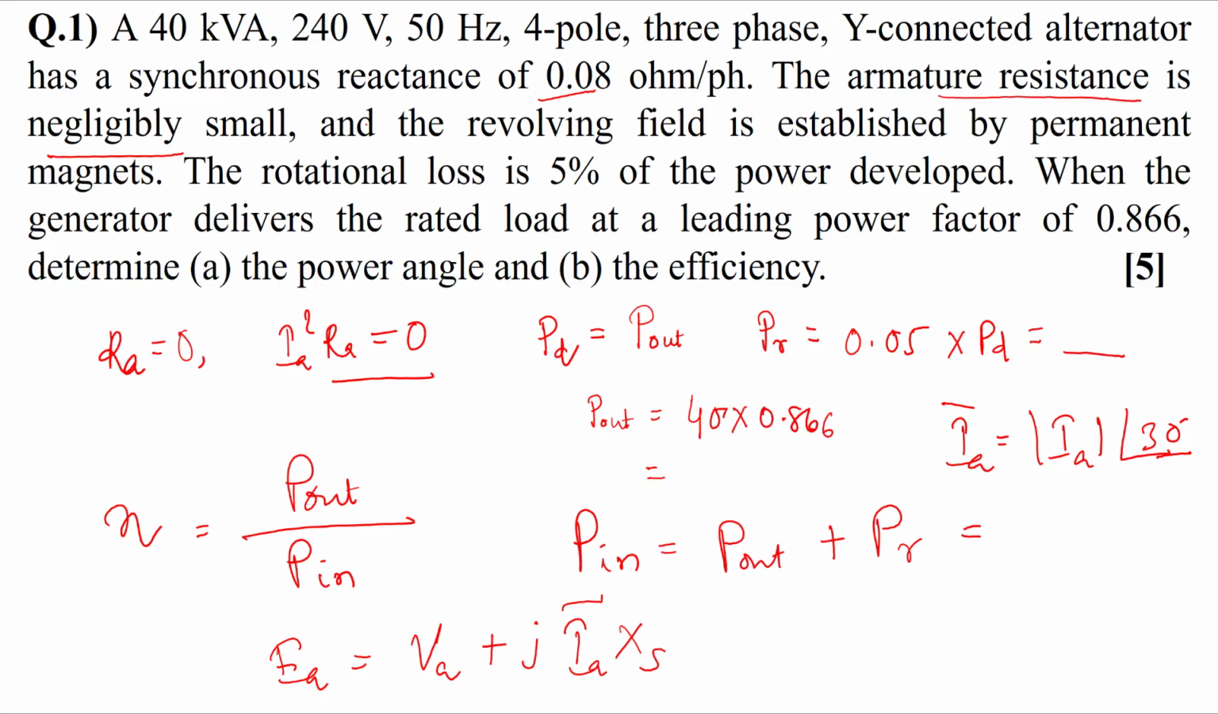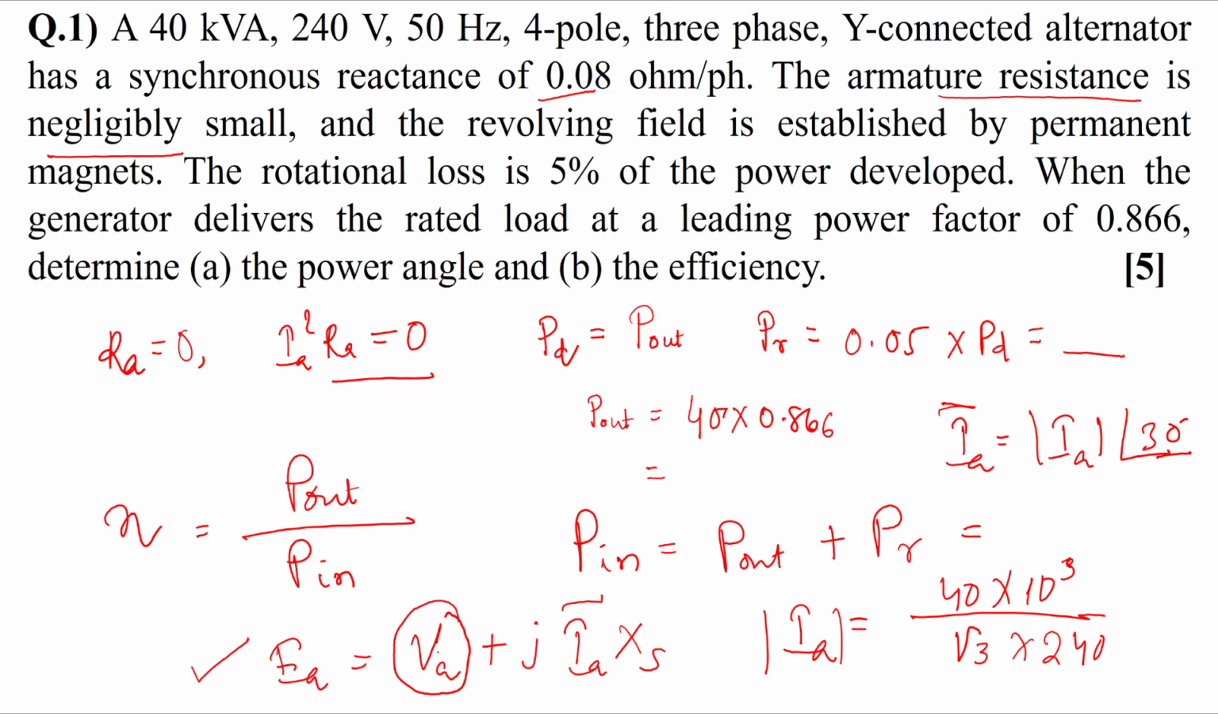IA will be, how much will it be? IA will be 40 into 10 to the power 3, 40 kVA by root 3 into 240. This is the magnitude of IA, right? And just by putting here, you will find IA angle 30 degree, and then just substituting here, whatever angle you get for EA, because VA is the reference phasor. This is your reference phasor, right? VA. So whatever angle EA will make, or you will find from calculation, that is the rotor angle.